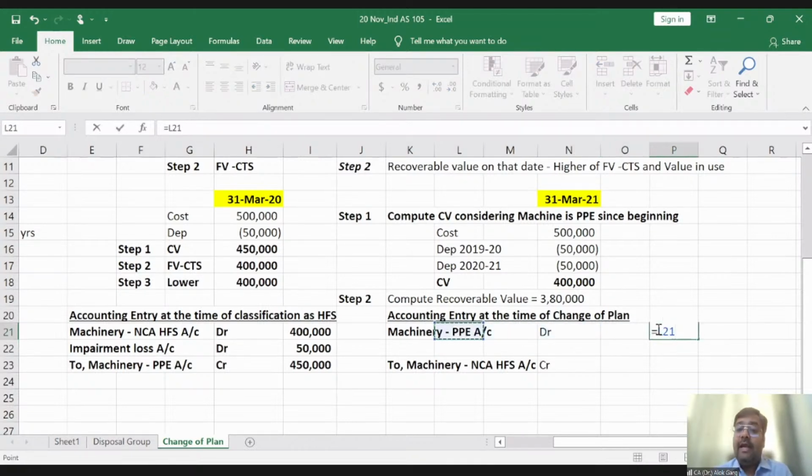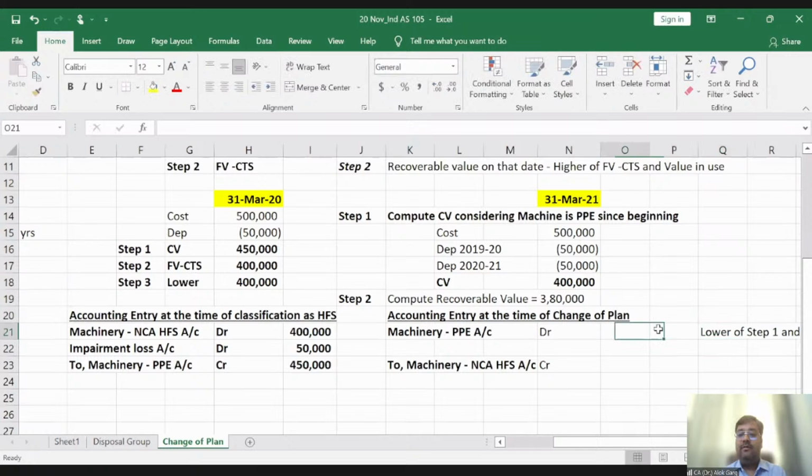At what value should machine PP be debited? Tell me. Lower of 1 and 2. What is lower, 3,80,000 or 4 lakh? 380 or 4 lakh? Sorry, 380. Machine PP will be debited by 3,80,000.